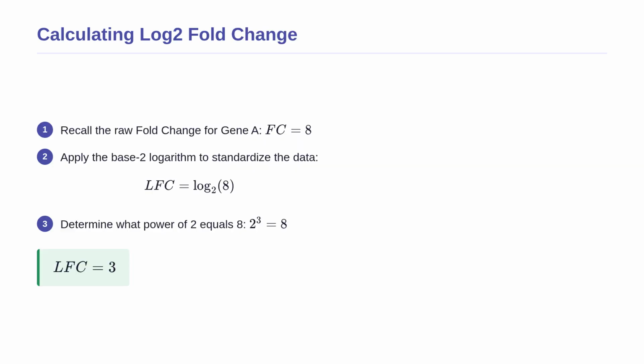Let us apply this new logarithmic formula to our previous cancer gene example. We already found that the raw fold change for gene A was 8. Now we need to convert this into a log 2 fold change to standardize it for our computational analysis. We take the base 2 logarithm of 8. Since 2 raised to the power of 3 equals 8, our log 2 fold change is exactly 3. This positive value mathematically confirms that the gene is significantly upregulated in the cancer cells. Biologically, this tells researchers that gene A might be driving the cancer growth, making it a prime potential target for new therapeutic drugs.